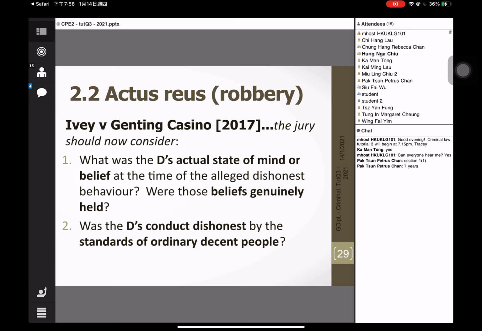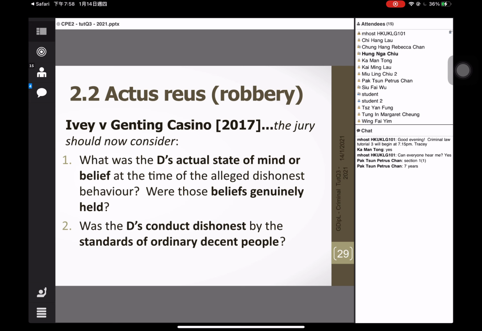And the case went all the way to the Supreme Court, and Ivey was found to have cheated within the meaning of Section 42, and so the claimant couldn't claim his winnings. And one of the things that the court had to consider was whether Phil Ivey was dishonest, and if so, he wouldn't be able to claim the winnings.